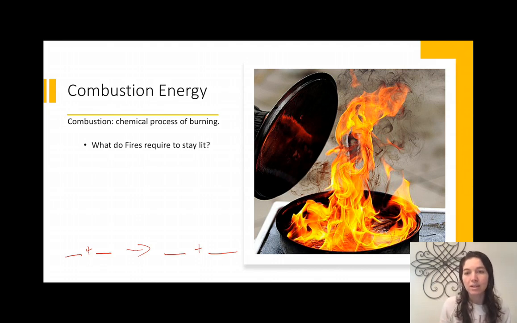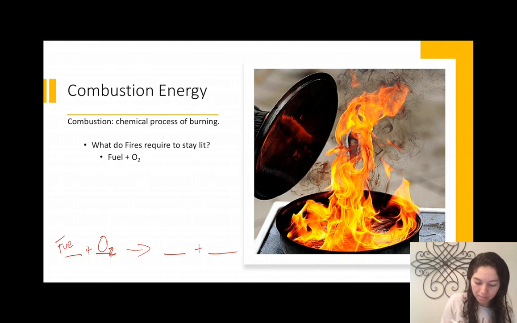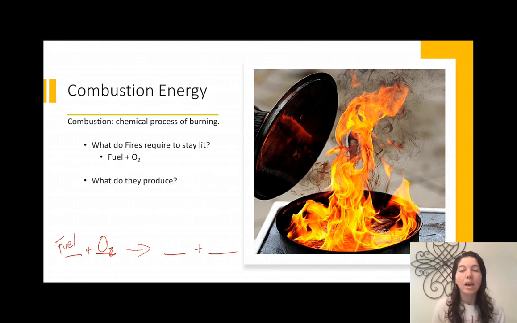In order to do this, fires need oxygen. If you smother a fire and you remove its oxygen source, it will die. So that's one of the chemicals that participates in this reaction. The next one is the fuel source, so like the log that you're burning. And we want to think about, what do they produce?